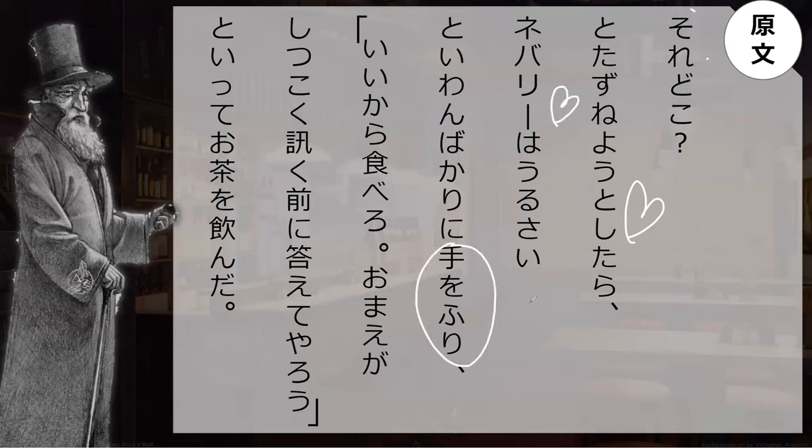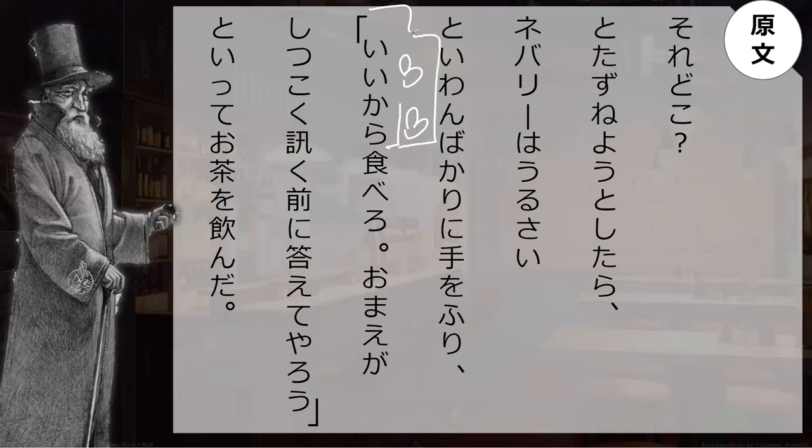urusai to iwanbakari ni te o furi. Neburi waved his hand as if to say, be quiet. Ikara. This kara coming after the e meaning because it is good. So it's saying it's all right, it's okay. Basically, tabero, you eat. Ikara, he gave me a lot of commands. I just let you know, ikara does literally mean when you translate it out, it tends to mean like listen to me.